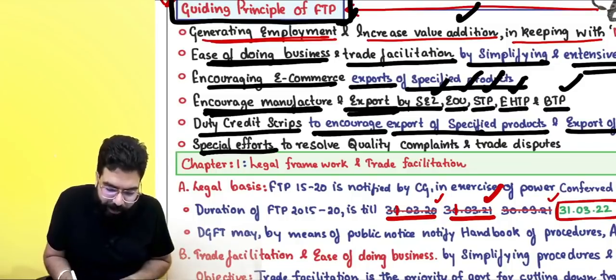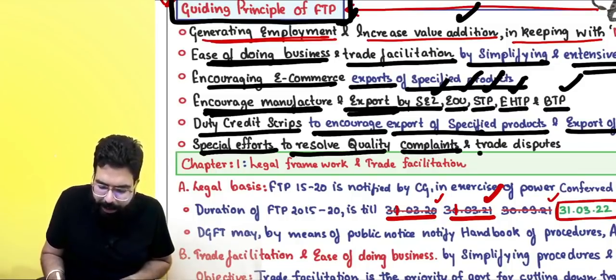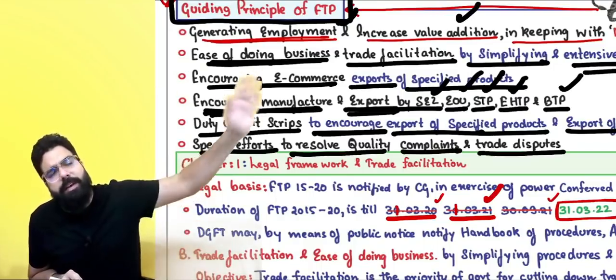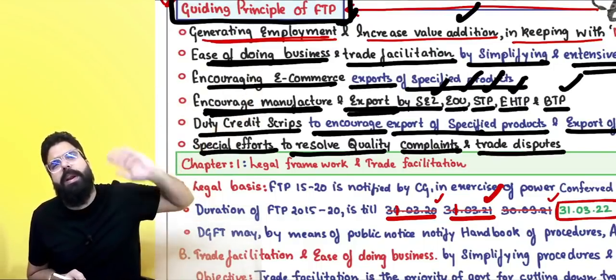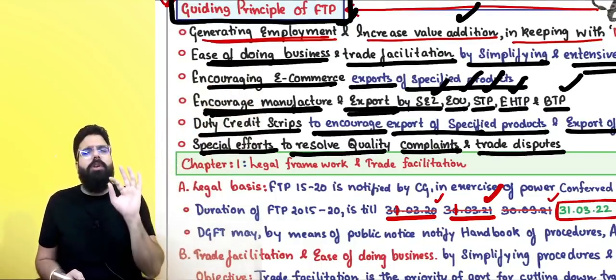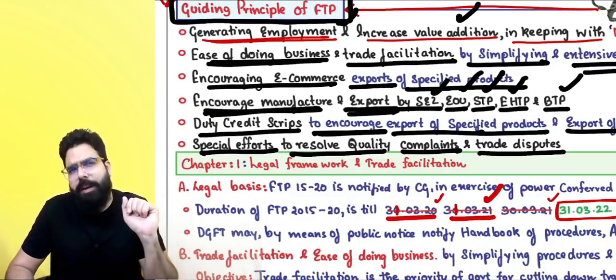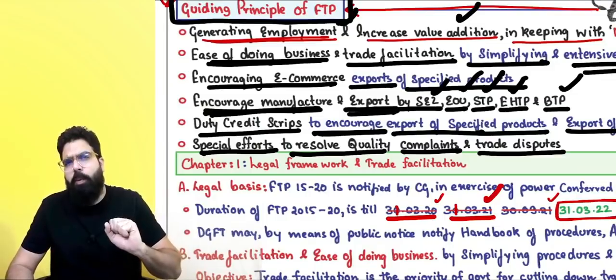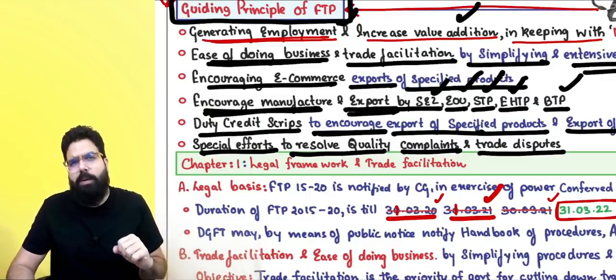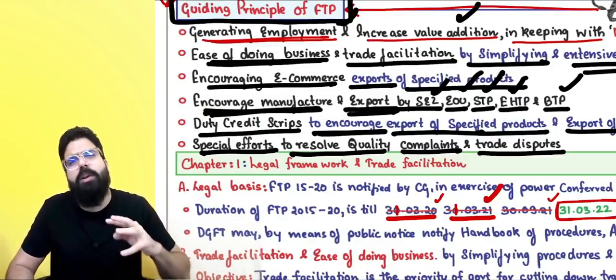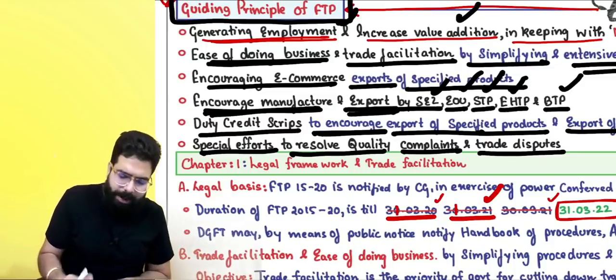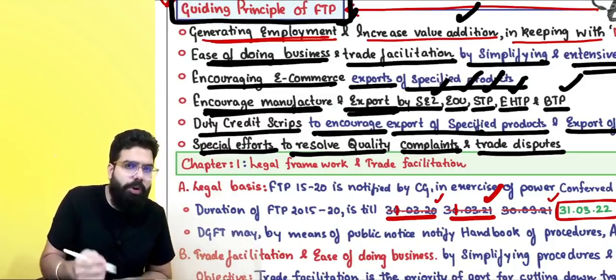Then special effort to resolve quality complaint and trade dispute. If there is any trade dispute between an exporter, etc., all those quality complaints and trade disputes, if any quality complaint has been received by the DGFT that this exporter from your country is sending bad quality product, then in that scenario they will look into the matter. Okay, because India's name should not be spoiled over there, right?